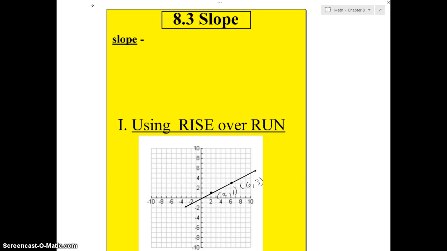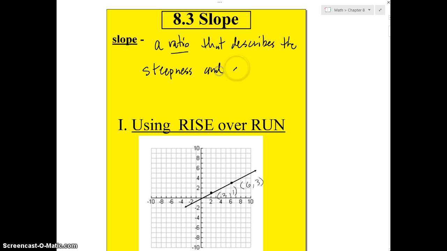A good definition for slope would be a ratio, which you recall is going to compare two things. A ratio that describes the steepness and direction of a line.